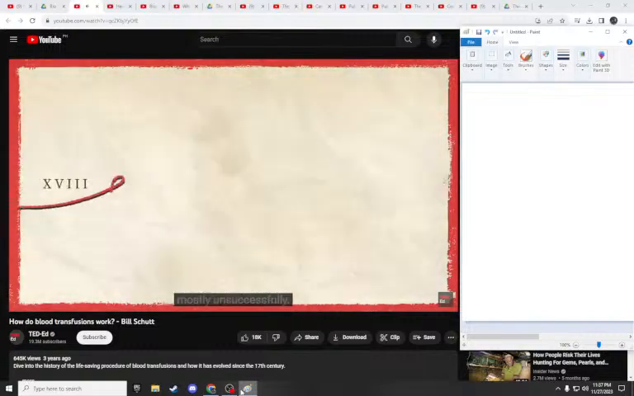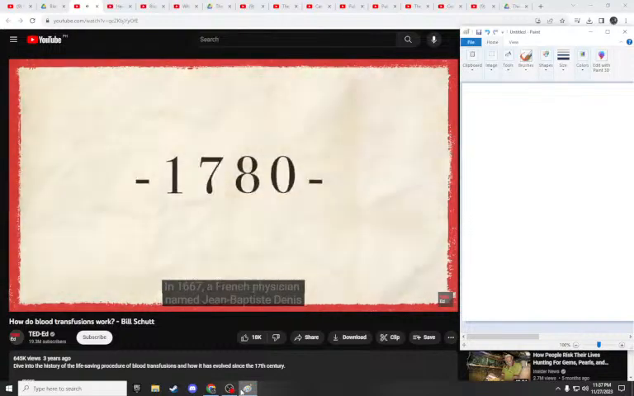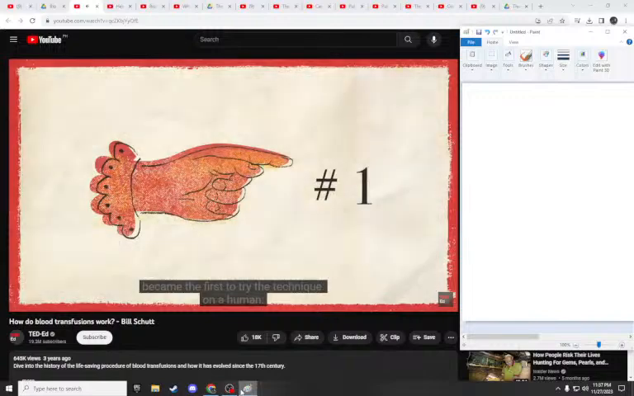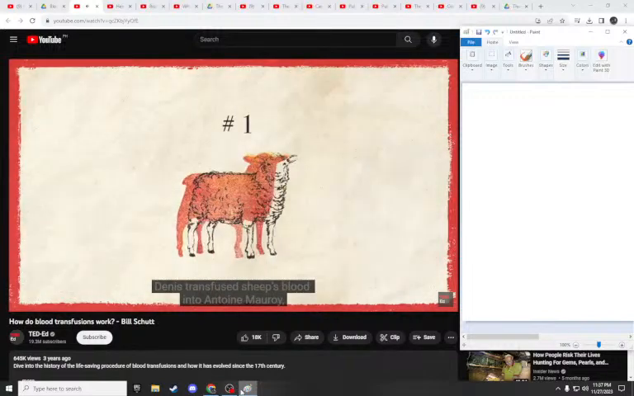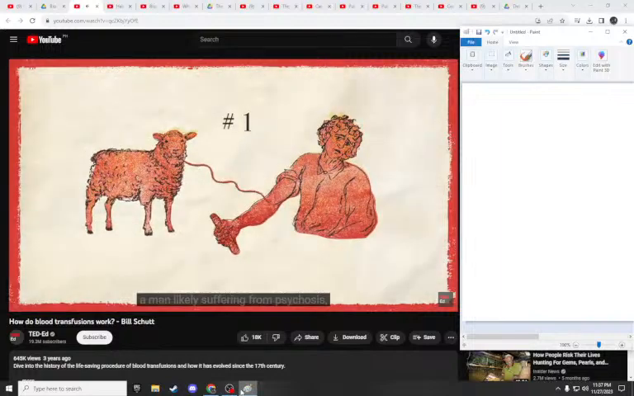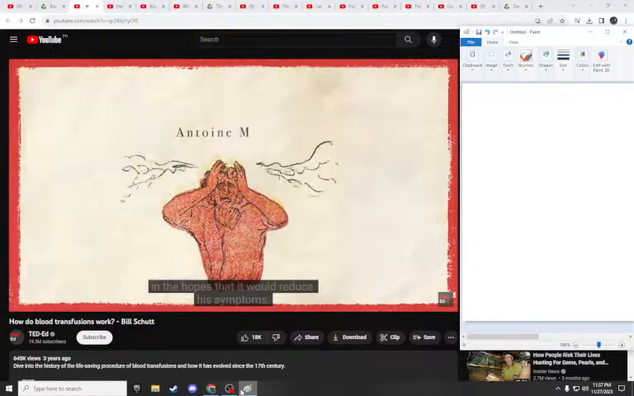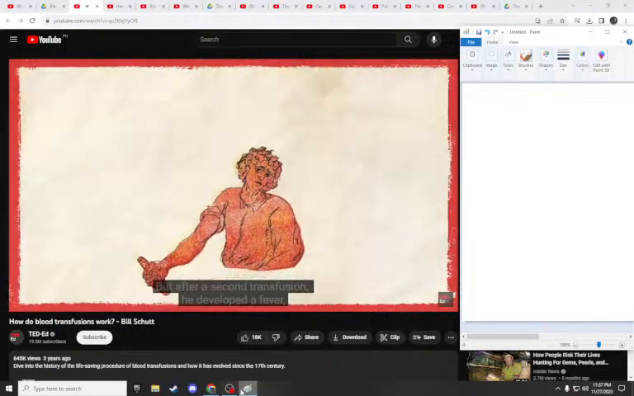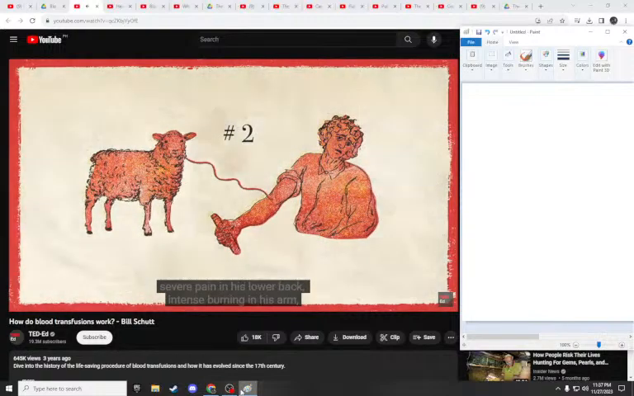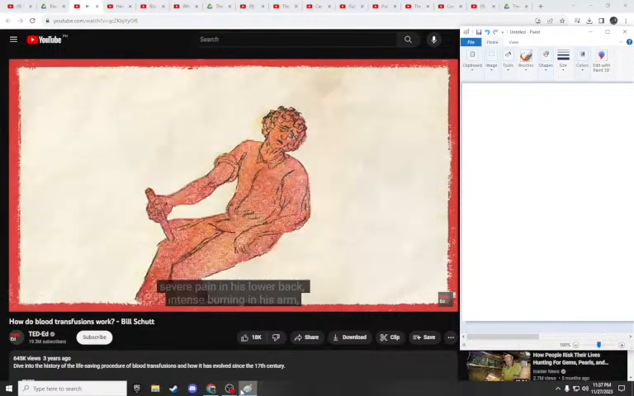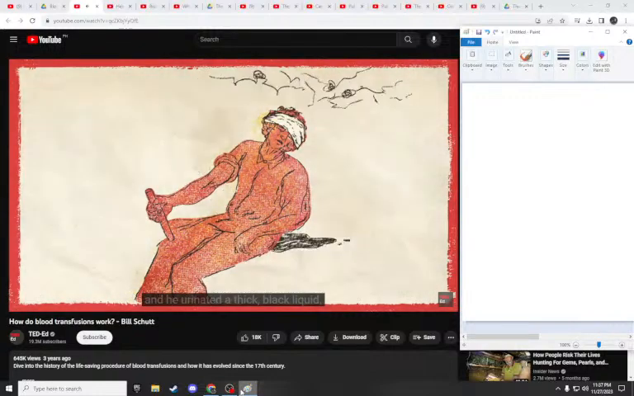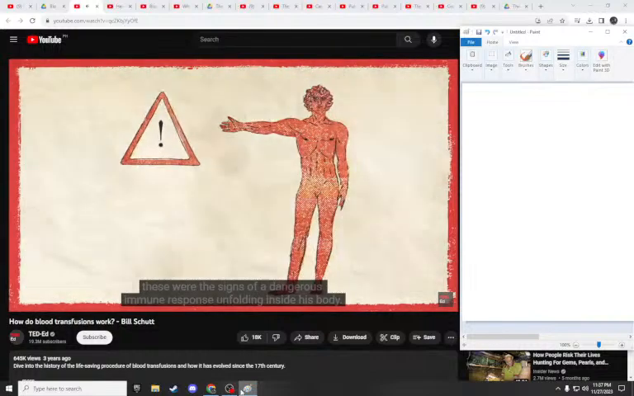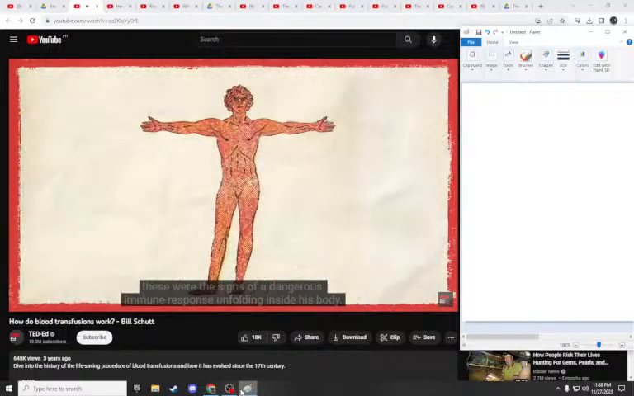Blood types hadn't been discovered by Halsted's time, though people had been experimenting with transfusions for centuries, mostly unsuccessfully. In 1667, a French physician named Jean-Baptiste Denis became the first to try the technique on a human. Denis transfused sheep's blood into Antoine Marois, a man likely suffering from psychosis, in the hopes that it would reduce his symptoms. Afterward, Marois was in good spirits. But after a second transfusion, he developed a fever, severe pain in his lower back, intense burning in his arm, and he urinated a thick black liquid. Though nobody knew it at the time, these were the signs of a dangerous immune response unfolding inside his body.